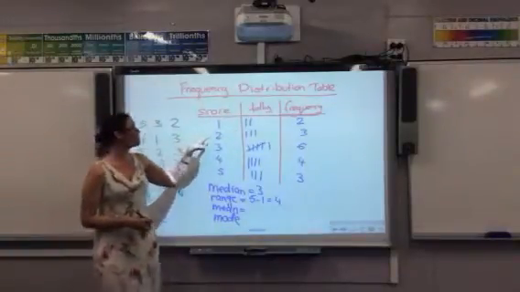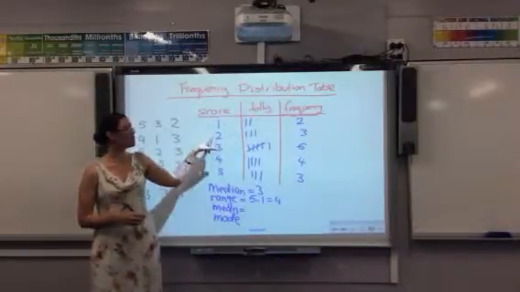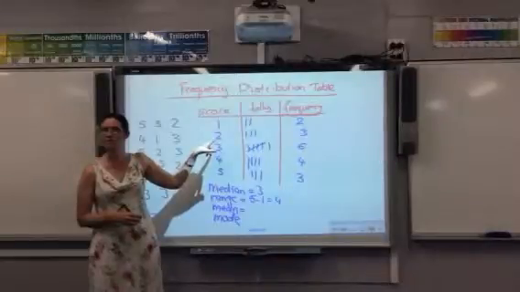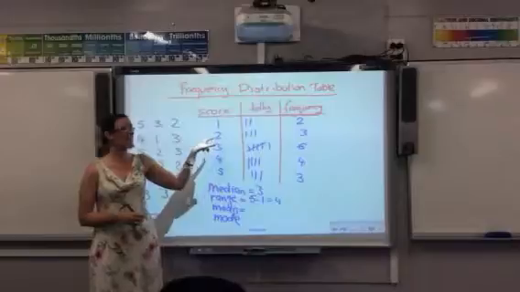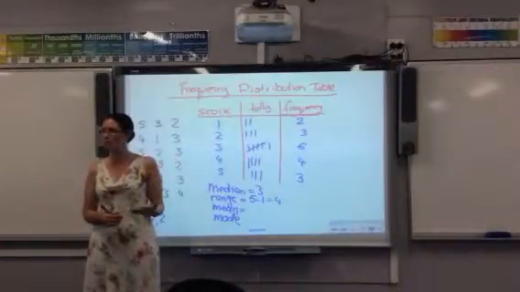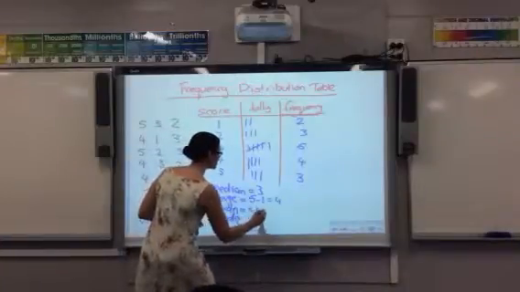In the next row, how many 2s did I have? Look at the tally. How many have I got? 3 of them. So I know if I have 3 2s, what's that going to be? 6. So I'm going to do 2 plus 6.